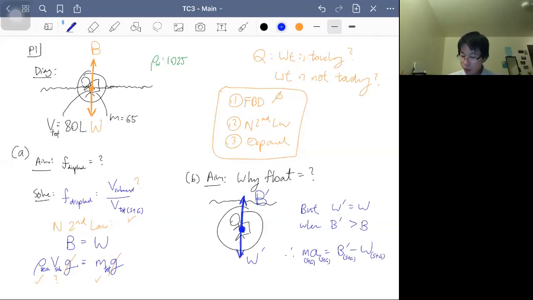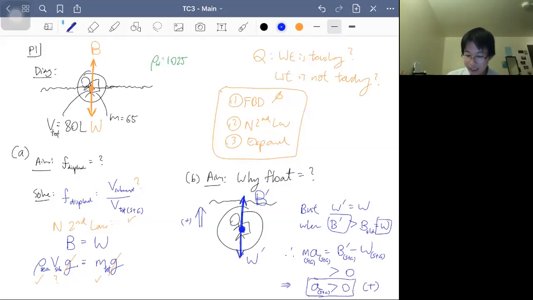Okay. But now we're sure because remember the old B is equal to weight. So B prime is larger than W. So the right-hand side is going to be larger than 0. That means a, the acceleration of the scuba diver plus gear, is going to be larger than 0. That's a positive number. So since I've defined B as positive and weight pointing down is negative, so positive is going up, you see the acceleration is accelerating up. So anytime she is submerged, she feels an acceleration that pushes her back up so that she floats.